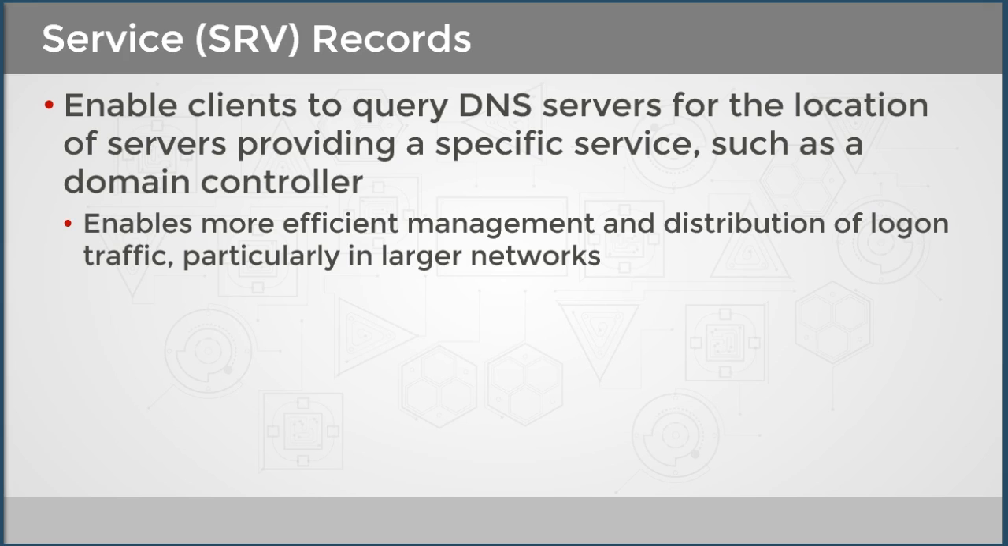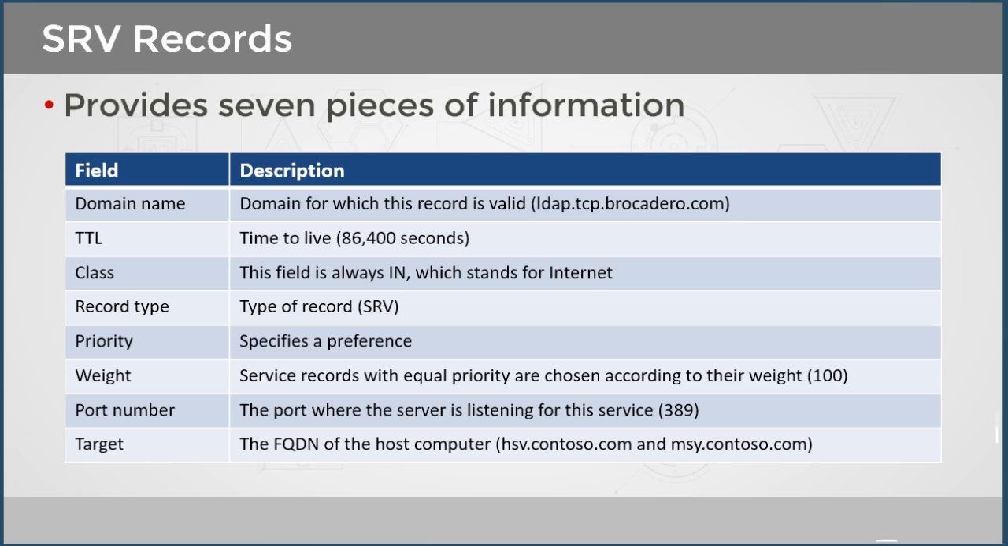So there are 7 pieces of information in an SRV record. The domain name, the domain for which this record is valid, which incorporates a service name such as LDAP, Lightweight Directory Access Protocol, over TCP in Brocadero.com in this example. Its time to live, 86,400 seconds is 1 week.